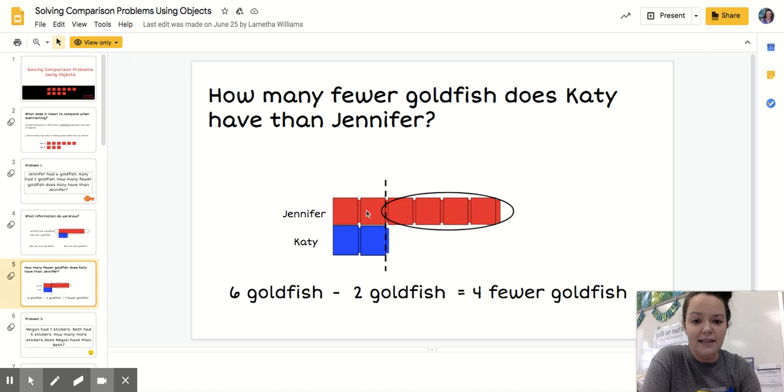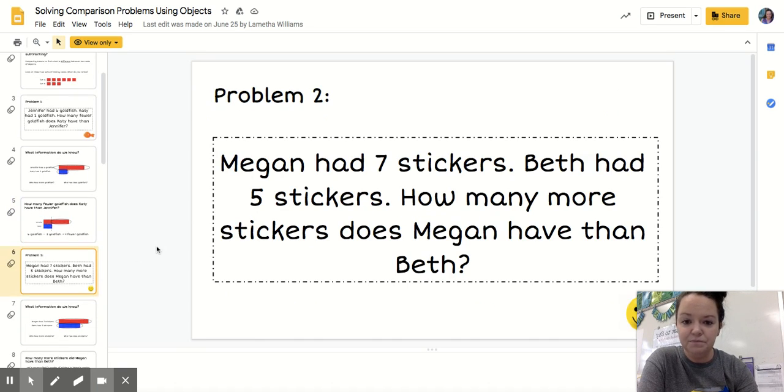So Jennifer has 6 and Katie has 2. How we can use subtraction with this is we can take Jennifer's number, which is the biggest one, 6. We can take away the smallest number, which was 2 from Katie, and that gives us 4. 6 take away 2 is 4. So looking at the circle, Jennifer has 4 more fish than Katie, or Katie has 4 less than Jennifer. All right, let's try another one.